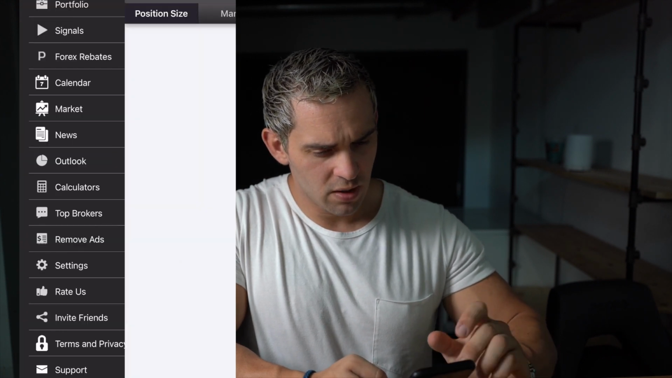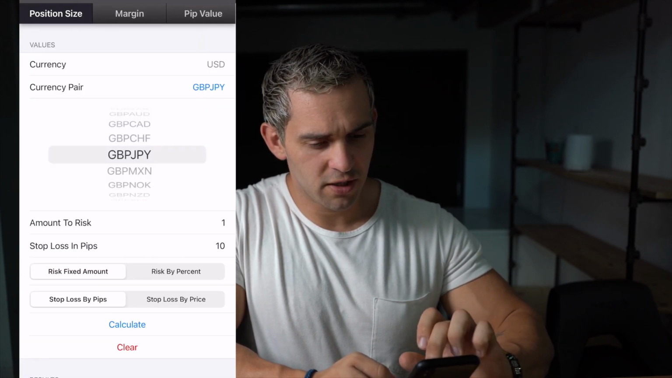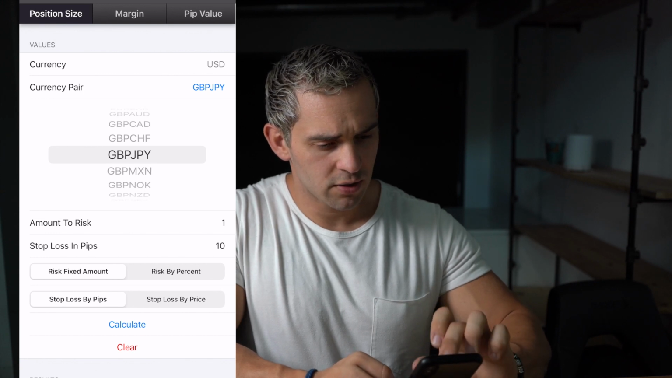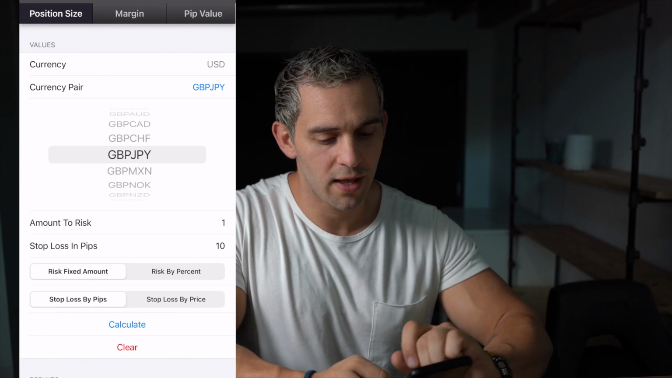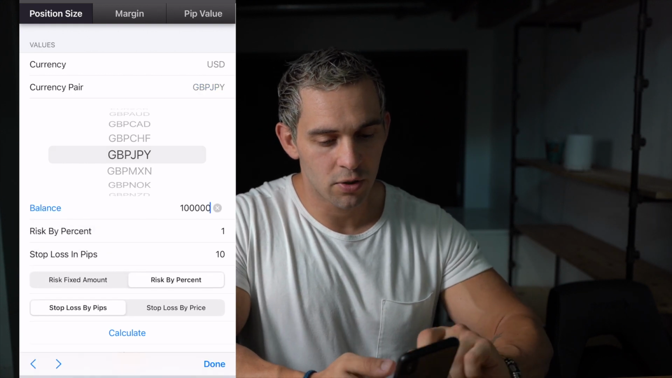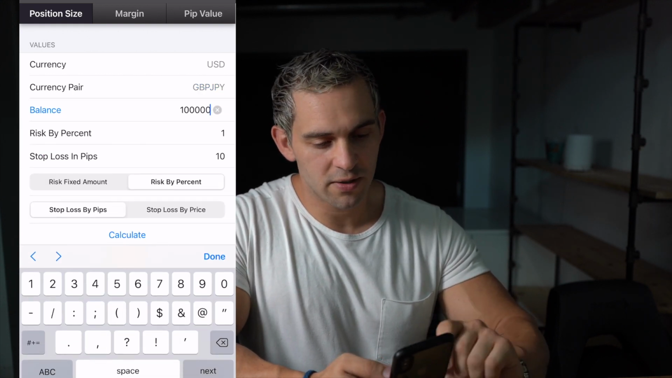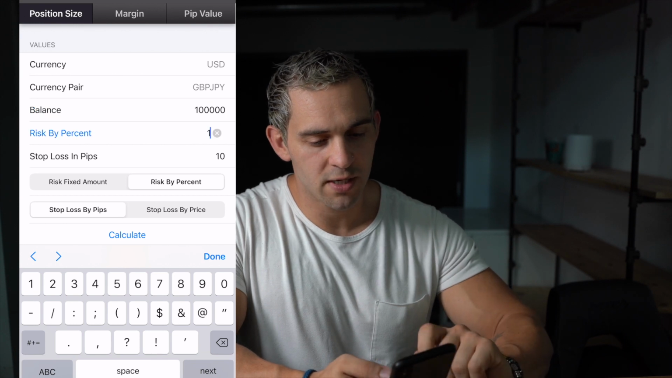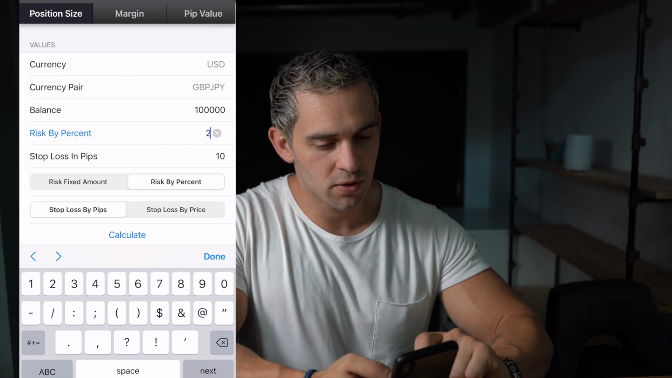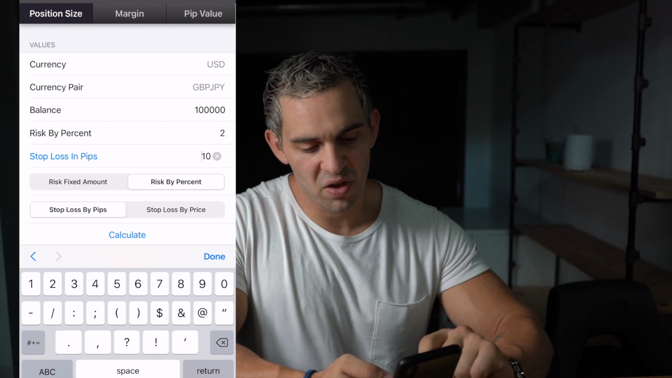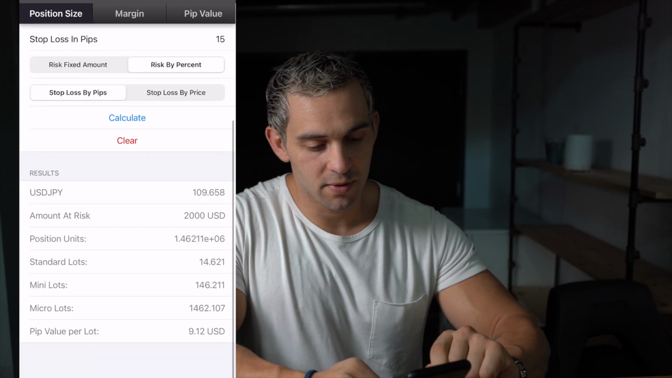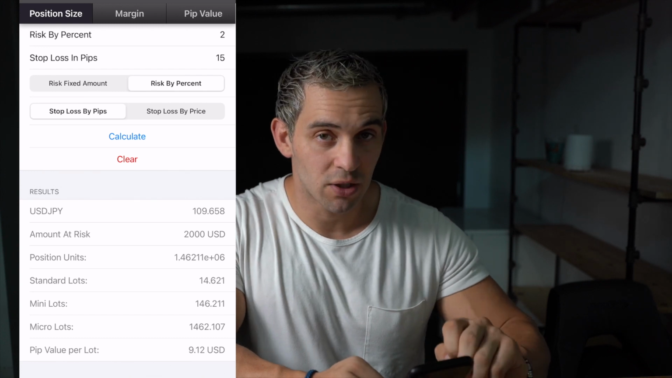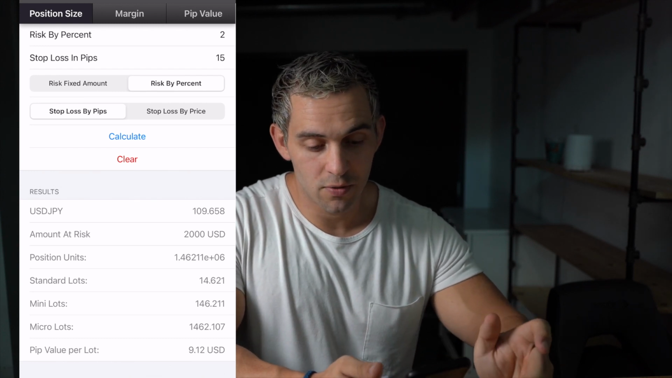Calculator. So I like to trade GJ, it's one of the pairs that I trade a lot. So we're going to keep that on here. And look, you can even change it to a fixed amount or a percentage amount of whatever your account is. So let's say we have a $100,000 account. We want to risk, let's say we're being ambitious, 2%. And we'll say a 15 pip stop loss. You click calculate. And now it tells me, okay, I can do 14.6 standard lots, and I'm going to be risking $2,000 on my account.